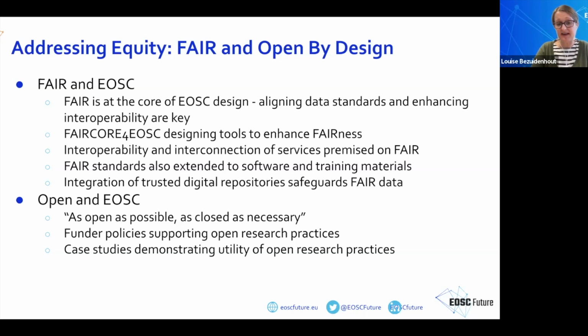The interoperability and interconnection of services within EOSC are premised on FAIR, and a number of working groups within EOSC are extending FAIR standards not only to data, but also to software and training materials to ensure that everything that is integrated into the EOSC environment is FAIR compliant. And then finally, there is a lot of movement towards integrating trusted digital repositories as safeguards of FAIR data management. So upskilling TDRs, getting them CoreTrustSeal certified, and ensuring that FAIR data is at the core of the way that they manage their data assets.